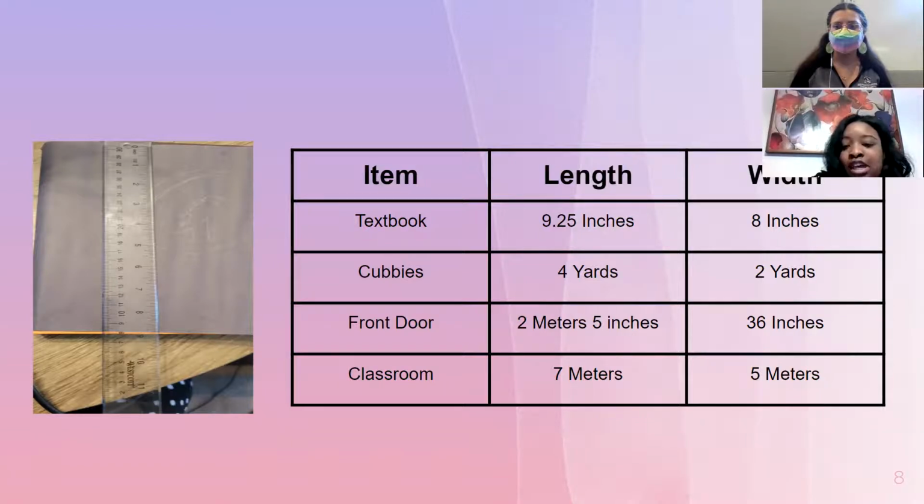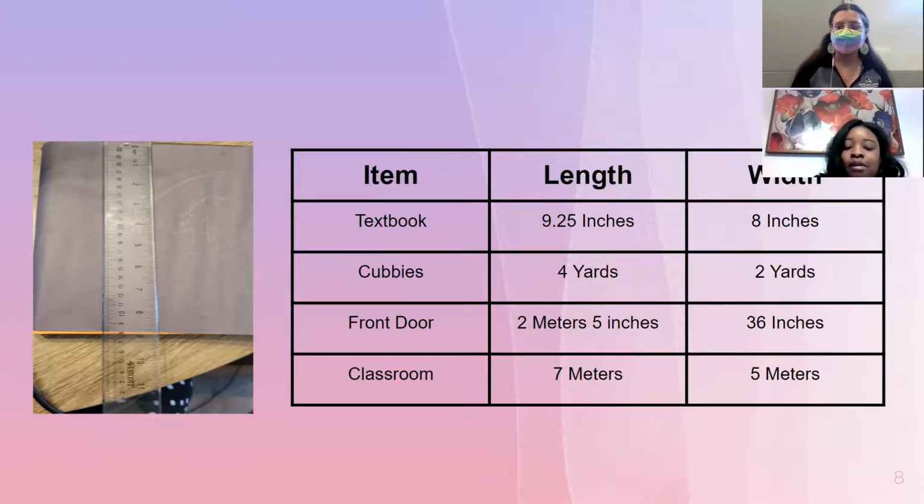Using the yardstick, they found out that the length of the cubbies was 4 yards and that the width of the cubbies was 2 yards. And for group 3, they measured the front door. They noticed that the length of the front door was 2 meters and 5 inches, and that the width of the door was 36 inches.